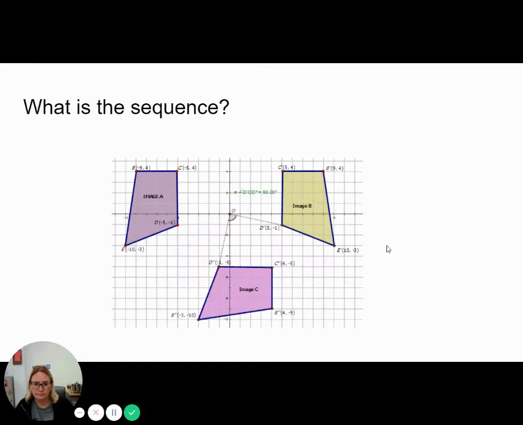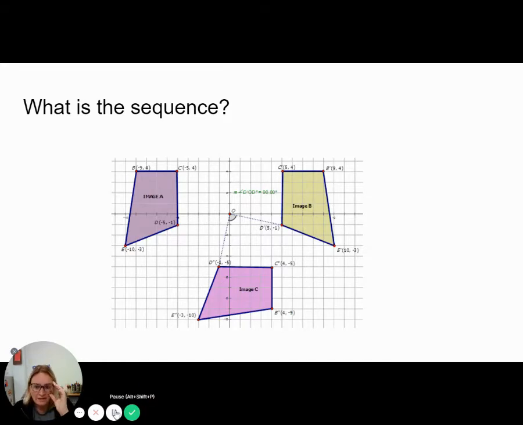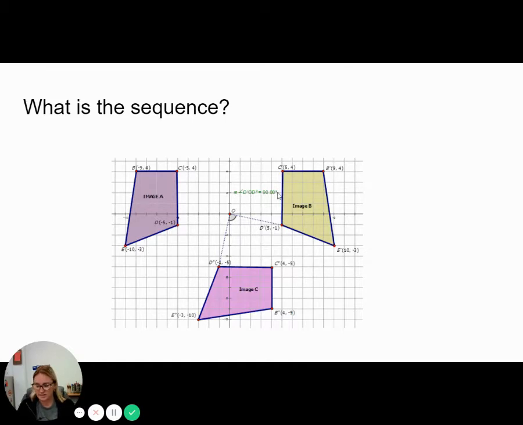Here's another one. Okay, image A is our pre-image. How did we get to image C? Okay, so hopefully you recognize that we reflected it over the y-axis, and then it actually is rotated 90 degrees clockwise. Okay, so if you start looking, we're reflecting it over, we're rotating it. Okay, that's how that one was done.